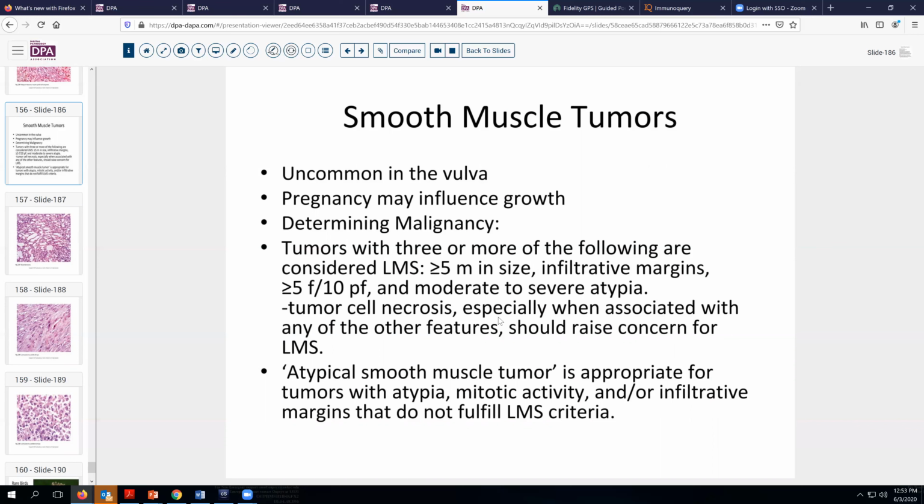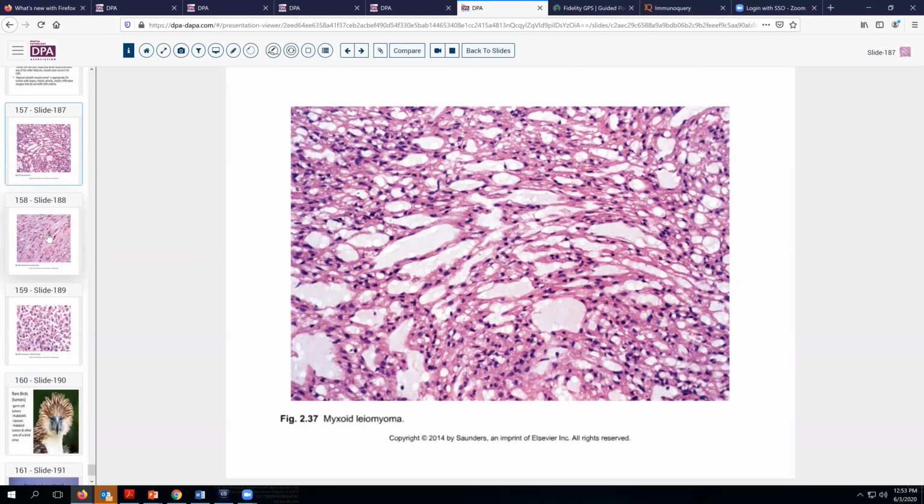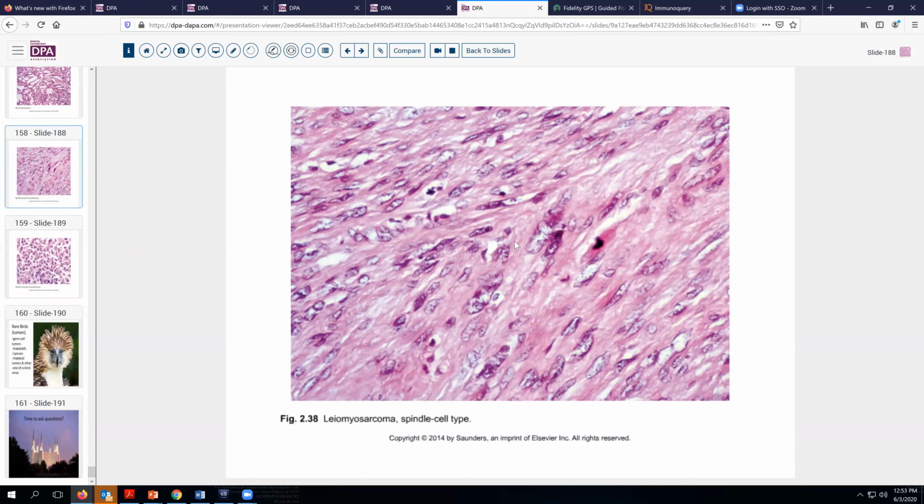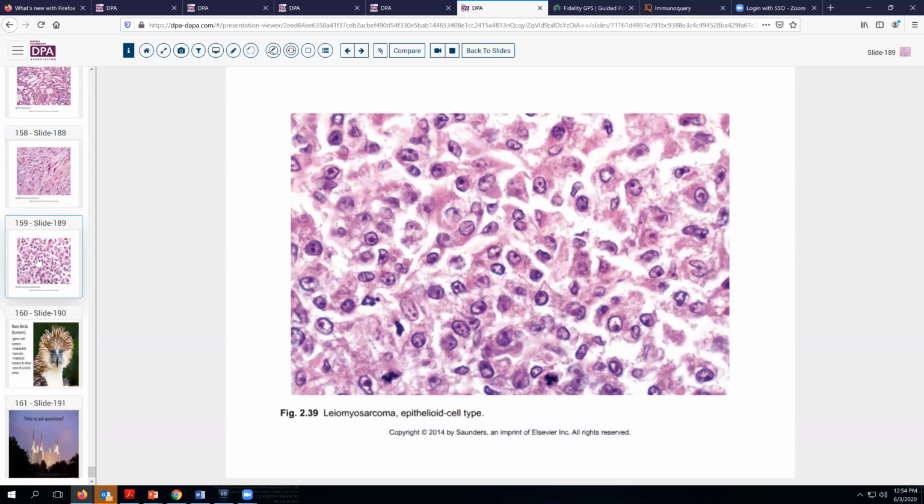If you're lacking that, calling it an atypical smooth muscle tumor is appropriate for those that lack the full criteria for smooth muscle sarcoma. All right, myxoid leiomyosarcomas or myxoid leiomyomas can occur in this area as well, and these, as you can imagine, can be somewhat challenging to diagnose. Leiomyosarcoma shows mitotic activity, some degree of nuclear pleomorphism, and cellularity associated with that. And then occasionally epithelioid types can occur here as well.